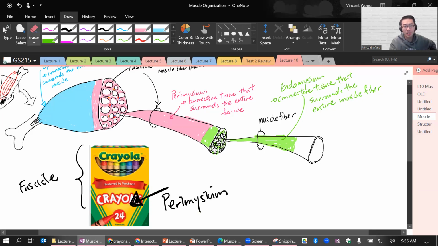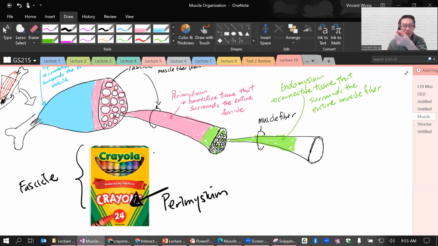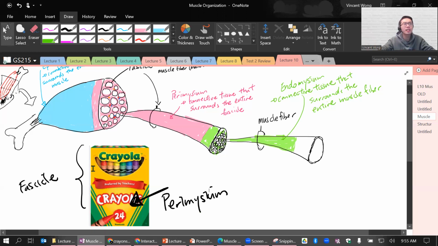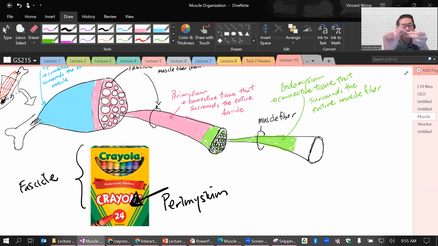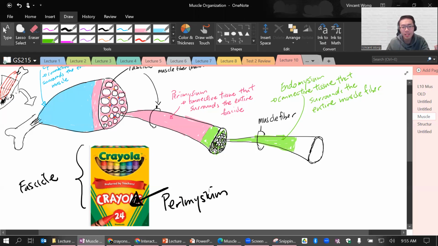Okay, so the box bundles, like wraps around the whole fascicle here, right? Which is what I'm trying to tell you. If you peel away the carton box immediately, you will see the paper that's wrapped around the individual crayons, right? So if you peel away the perimysium, you would immediately see the endomysium.